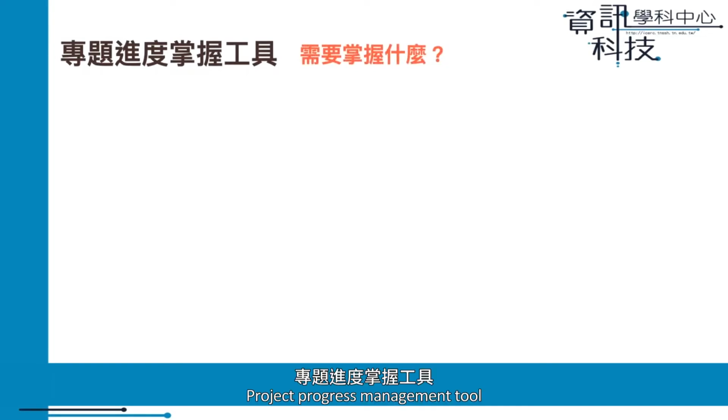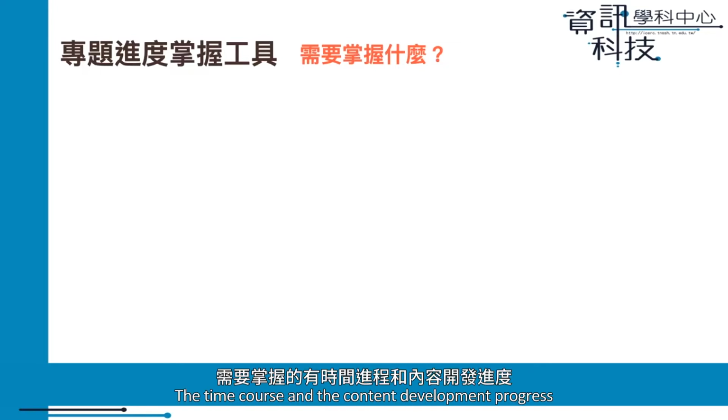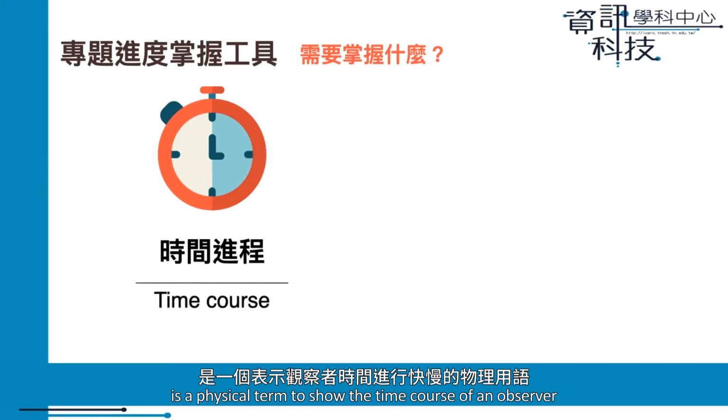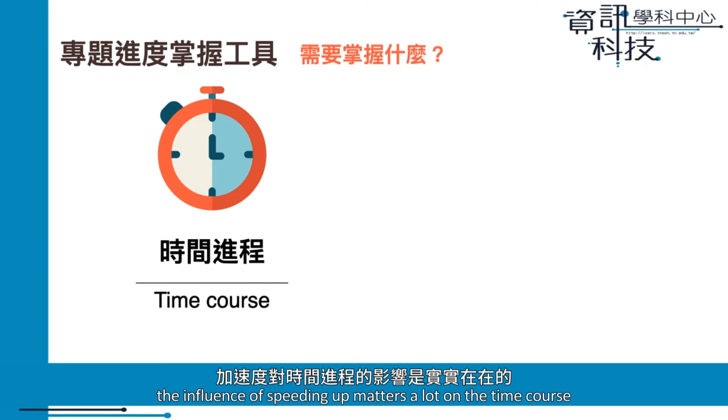Project Progress Management Tool. What needs to be managed in a project? The time course and the content development progress. Time course is a physical term to show the time course of an observer. The influence of speeding up matters a lot on the time course.